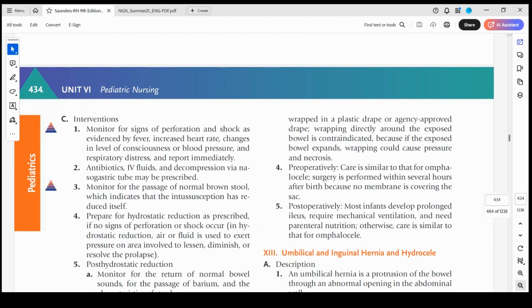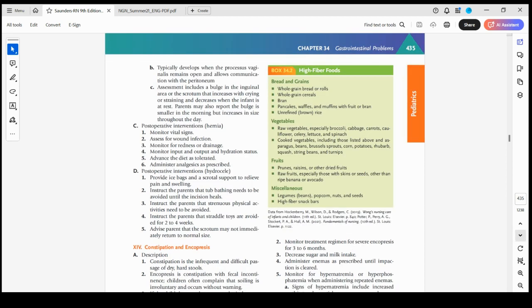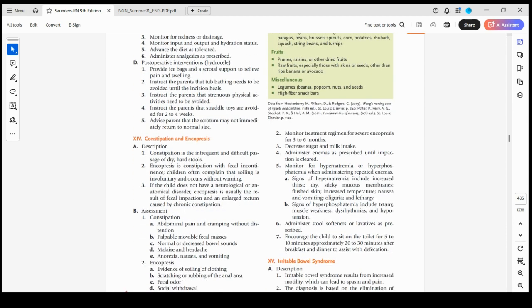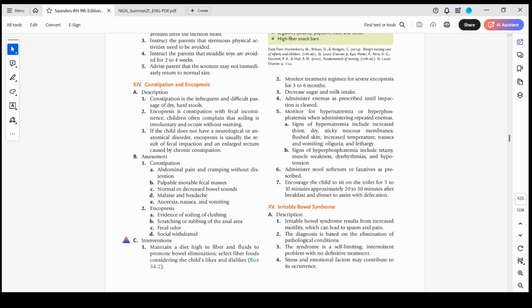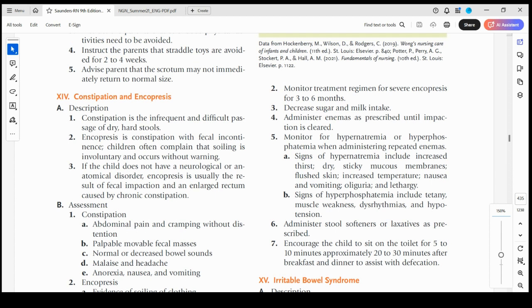All right, let's look at one more section here, and then we'll probably go into colitis. But let's look at constipation. This is what we're thinking. Constipation is the infrequent and difficult passage of dry, hard stool.